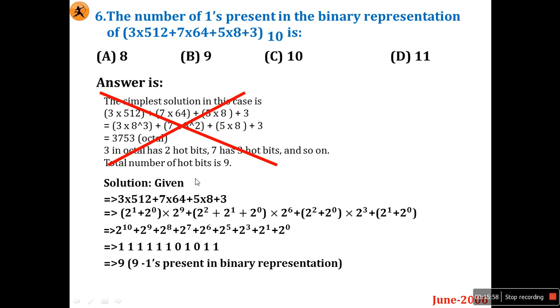So the number of ones present in the binary representation in this question, you can solve easily using powers of 2. Otherwise it's very hectic to multiply 3 into 512, 7 into 64, 5 into 8. It's a very wrong method. Just go for the smart way. I hope it's very useful to you.